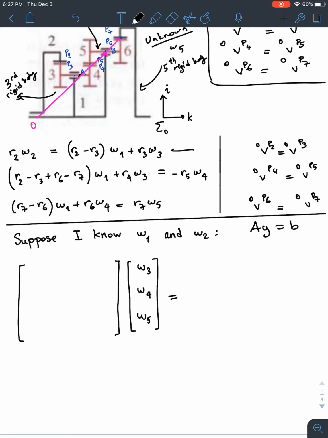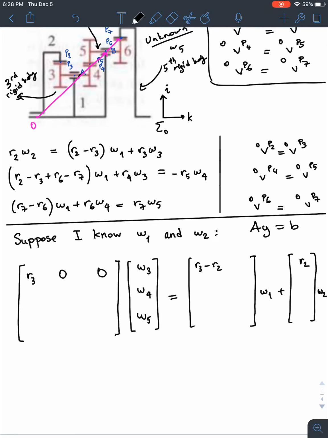So let's look at our first equation. Our only unknown in that equation is omega 3. So this tells me put 0, 0, R3 here. Sorry, totally wrong, because omega 3 is in the first element here. So R3, 0, 0. R3 is going to multiply that, 0 is going to multiply that, 0 is going to multiply that. R3 omega 3 is equal to what? Well, it's going to multiply R3 minus R2 times omega 1. Let me make this a little bit larger because I will need it. Then plus I have another term, which is R2 times omega 2. Great.